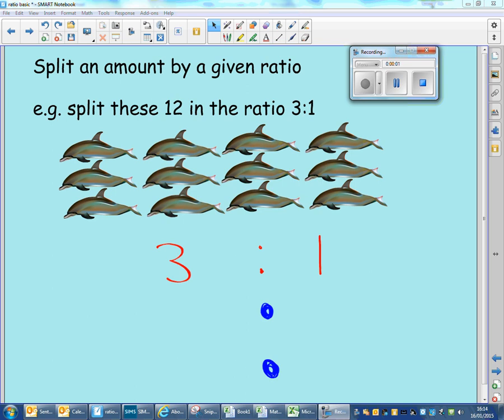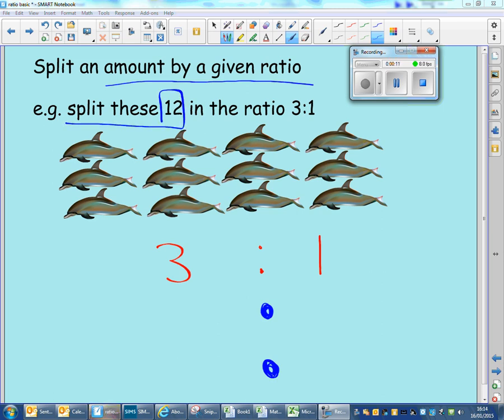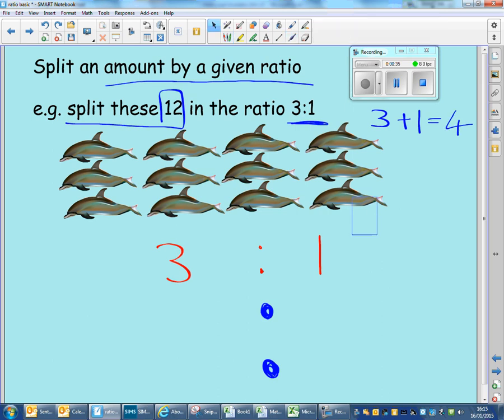Okay, today we're looking at splitting an amount by a given ratio. Today we've been asked to split these 12 beautiful dolphins into the ratio 3:1. And what this means is that for every 3 dolphins that I move on to my left hand side, I'll have 1 on my right hand side. So for every 3, I'll have 1 on the right hand side. This means that I'm going to be looking at groups of 4. I'm going to split them into groups of 4.